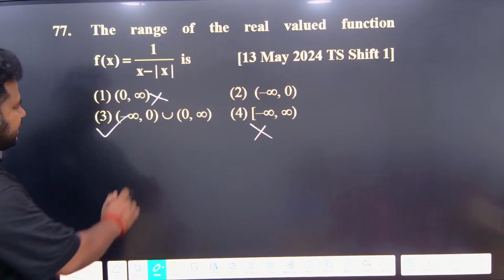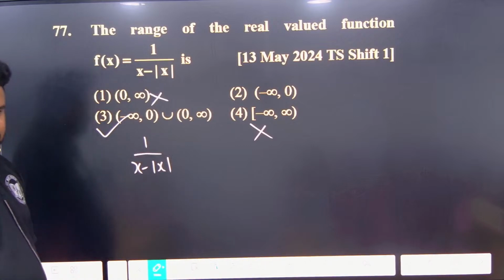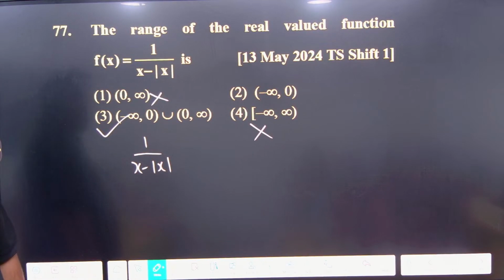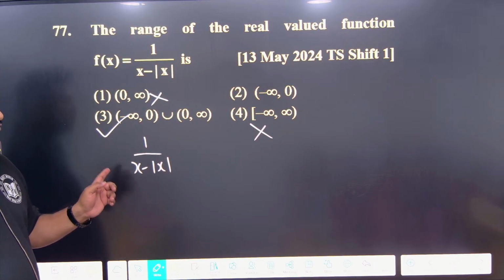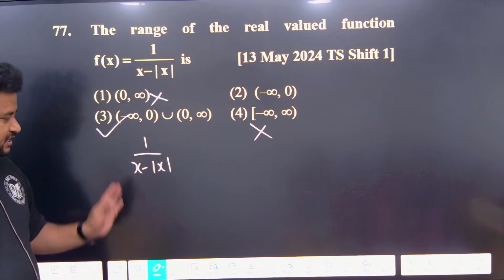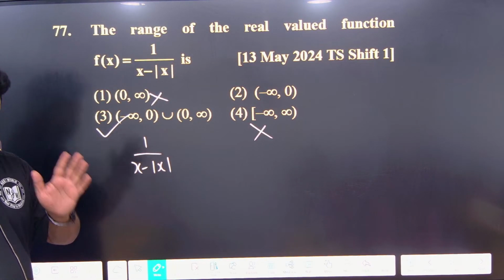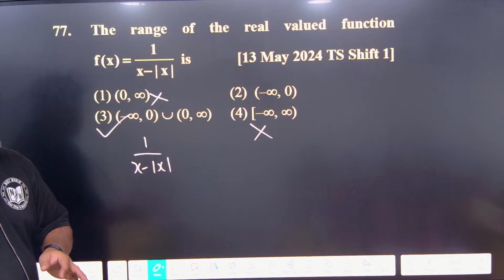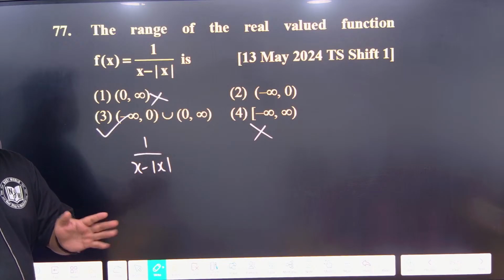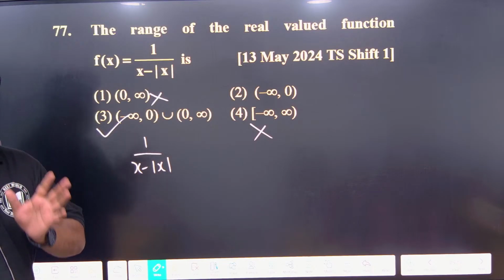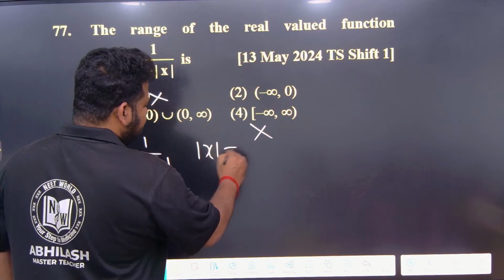So we have 1 by x minus mod x. Mod x can take the value of plus or minus. They are talking about real valued functions. If I take the positive value, suppose x is equal to 5, mod x is also positive 5, then 1 by 5 minus 5 is 0, and 1 by 0 is not defined. So that means mod x cannot be positive here. Mod x cannot be equal to x.